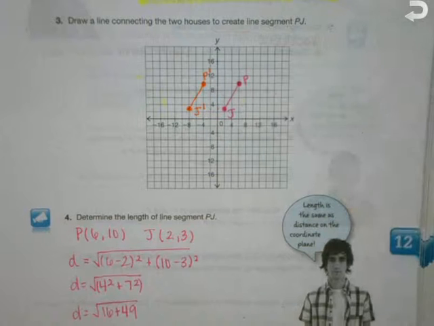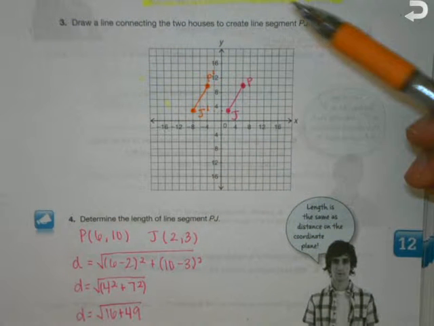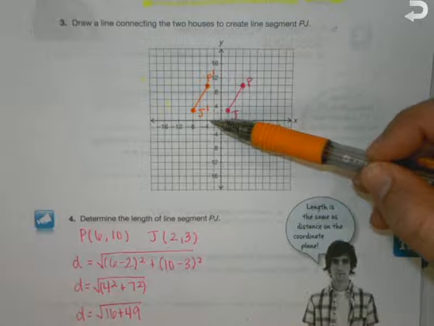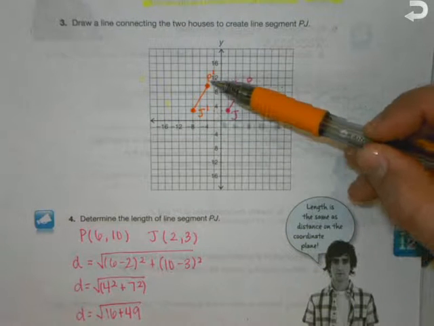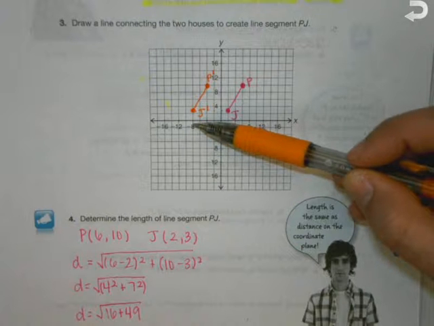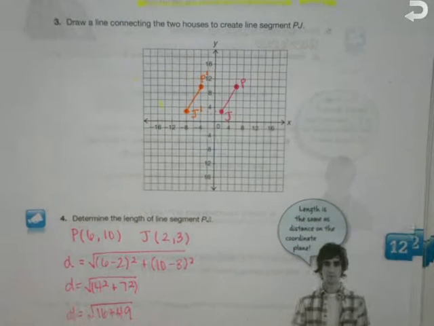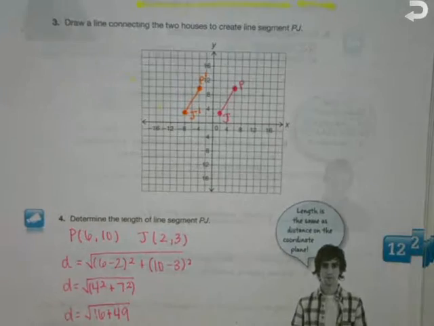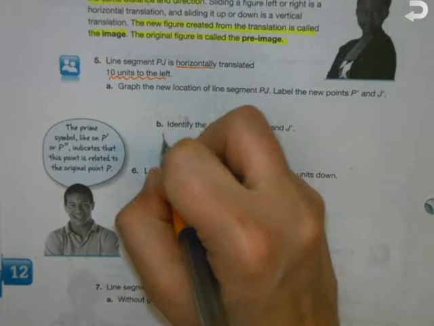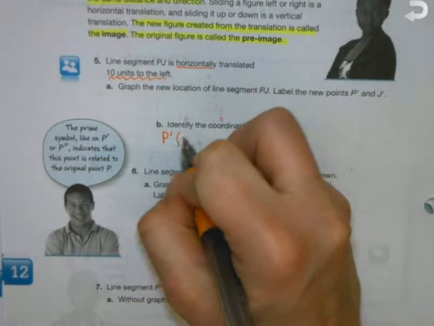-4, positive 10. And what about J prime? -8, positive 3. Because it didn't move up or down, right? It just moved to the left. So let's write that. So in the next part B, P prime was -4, positive 10. And J prime was -8, positive 3.